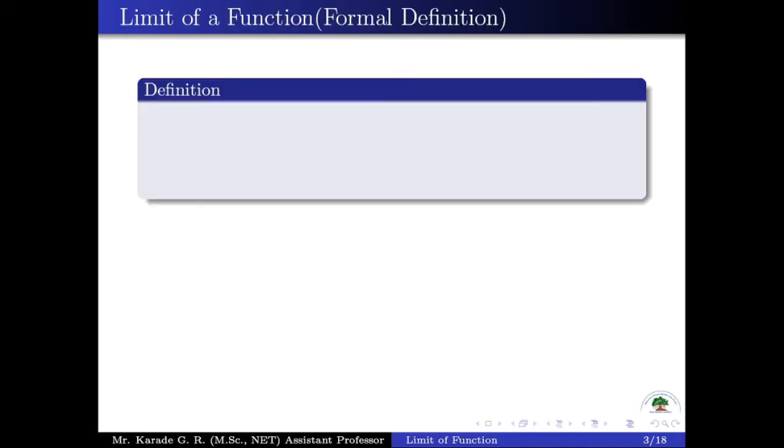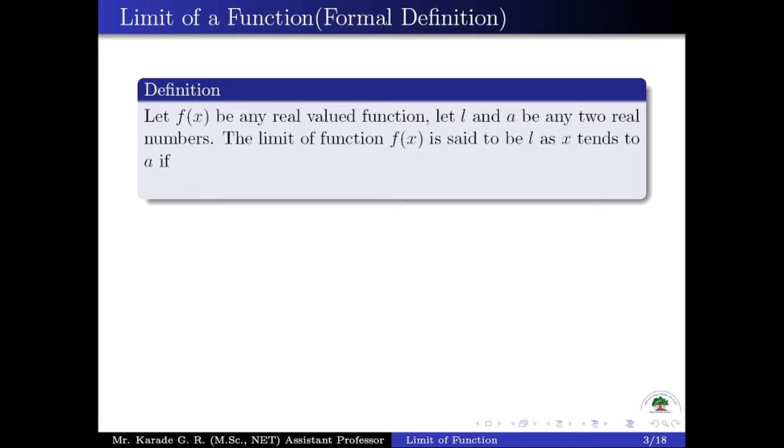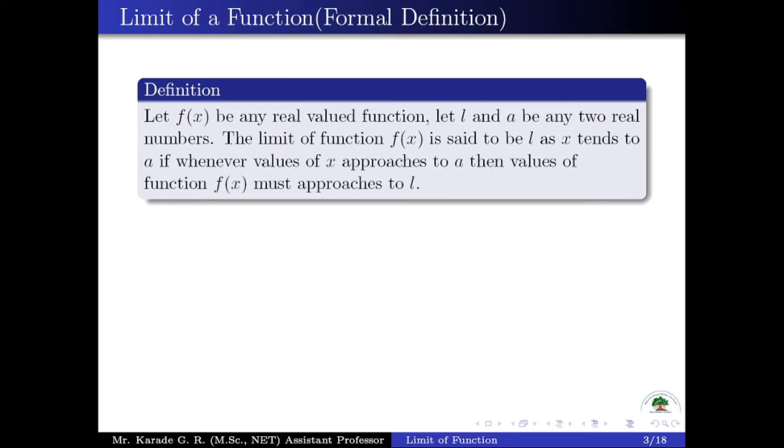Now see the definition of limit of function. We see the formal definition. Let f of x be any real valued function. Let L and A be any two real numbers. The limit of function f of x is said to be L as x tends to A if the part after the if is very important. If whenever values of x approaches to A, then the values of function f of x must approaches to L.